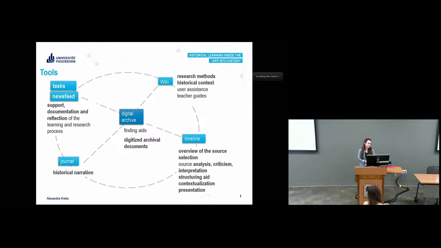So first, there's a research logbook where they can find the task and the newsfeed. Then there's the digital archive, where they can search for archival documents. They can select several pages out of this and transfer them to a timeline where they can analyze the sources and also put digital annotations on it. And then in the end, there's a journal where students can write their historical narration and also publish it in their own digital space.